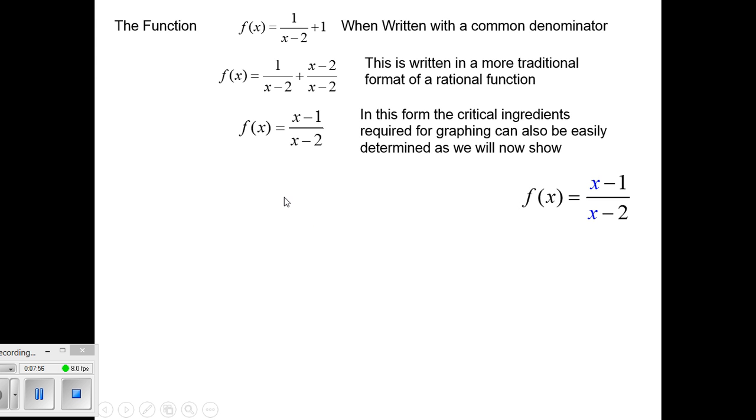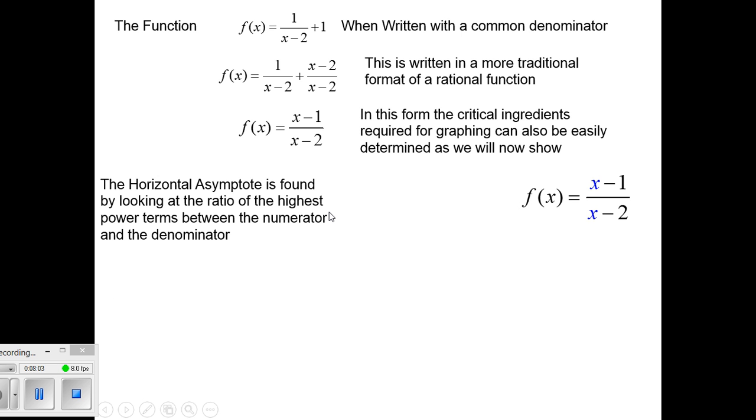you'll appreciate the fact that in this form, you really don't have to do much of anything to find those crucial ingredients for graphing. The horizontal asymptote is asking, what happens when x gets very, very large? When x gets very large, if you take 1 from the top and 2 from the bottom, it's not going to make much of a difference. So for all intents and purposes, I can ignore everything but the lead-off terms, which is x over x, and x over x, of course, simplifies to 1.